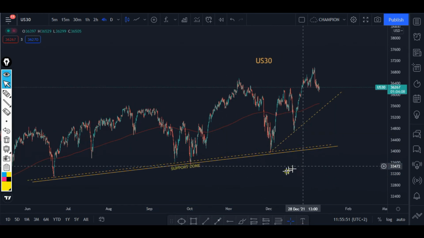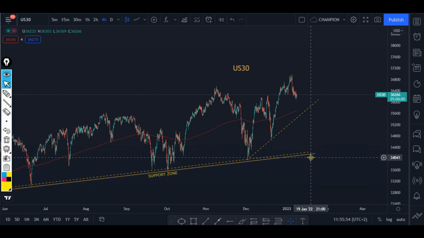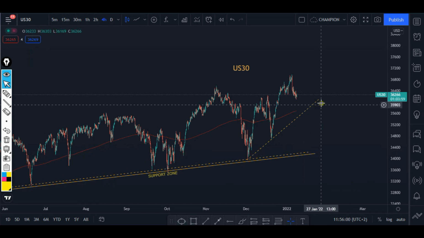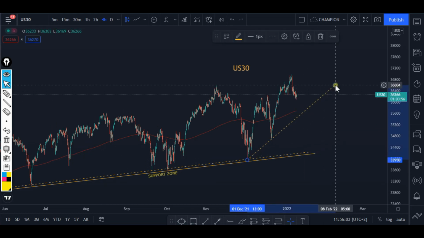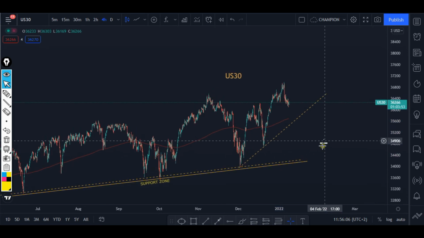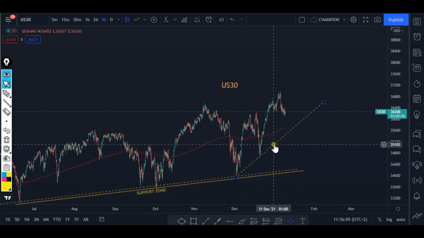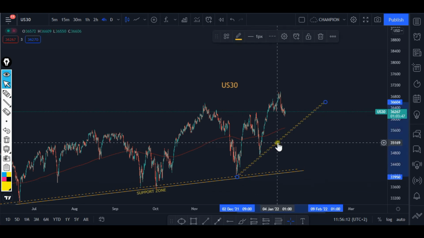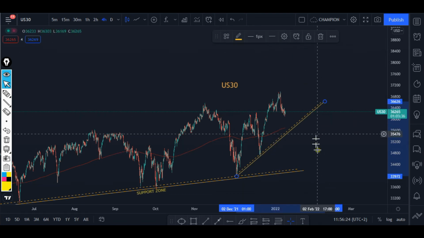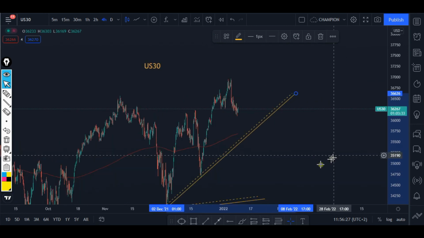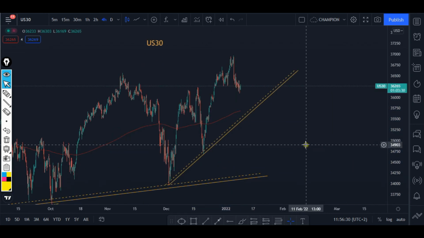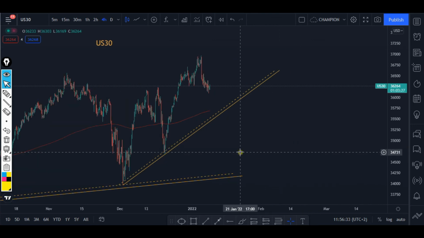So this is my support zone, and in this trend we also have a trend. Let me make it double lines also, so you guys can understand where I'm coming from, why I'm saying this is a trend. If I zoom out, you can see that the market is on the uptrend, bullish trend.